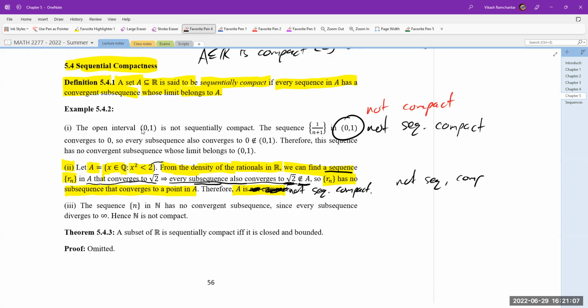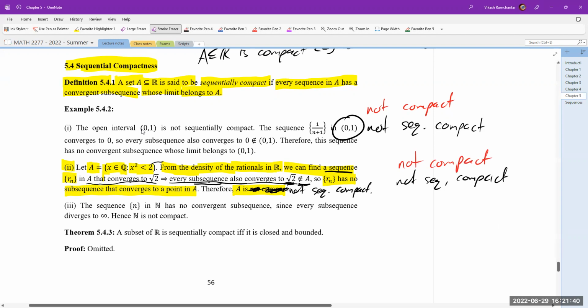So this set is not sequentially compact. Is this set compact? It's certainly bounded, right? It's bounded between root 2 and minus root 2. But this set is actually not closed. It doesn't contain all its limit points. For example, square root 2 is a limit point, but the set doesn't contain root 2. So it's not closed. So it's not compact, not sequentially compact. So we start to see a trend here. Not compact means not sequentially compact.